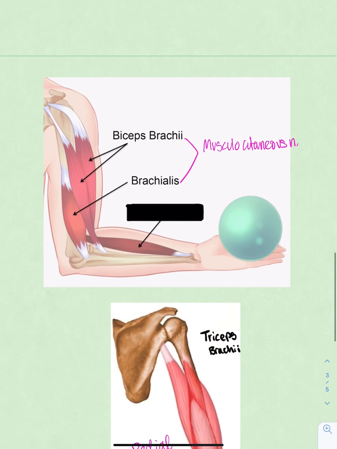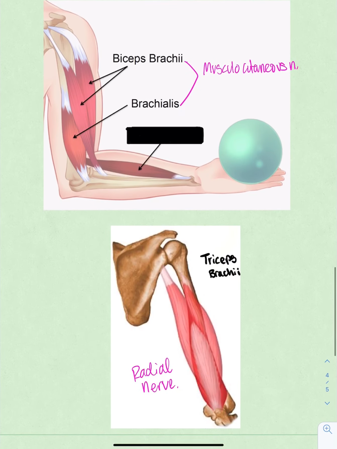Lastly, here we can see the biceps and the brachialis, which are both innervated by the musculocutaneous nerve. The biceps muscle works to supinate the forearm and flex the elbow joint. The brachialis muscle flexes the elbow joint, and the triceps brachii, seen here, is innervated by the radial nerve, which works to extend the elbow joint.